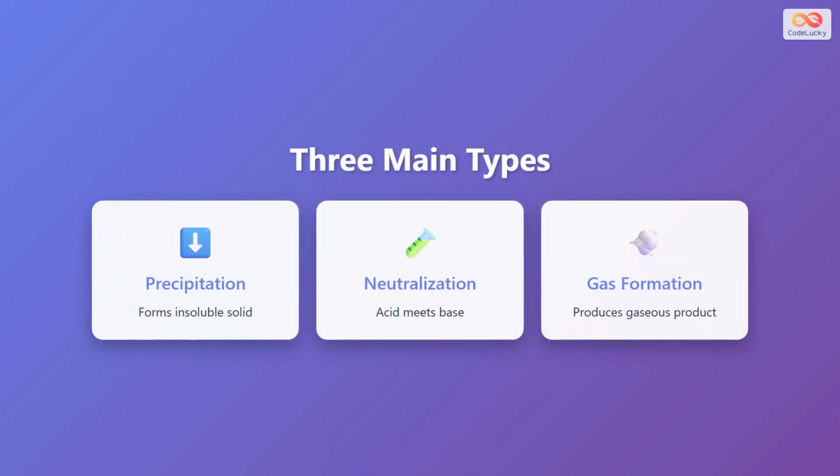Double replacement reactions come in three main types. Precipitation reactions form an insoluble solid that falls out of solution. Neutralization reactions occur when an acid meets a base, producing salt and water. Gas formation reactions produce a gaseous product that bubbles out of the mixture. Each type has a driving force that pushes the reaction forward, making it proceed to completion.